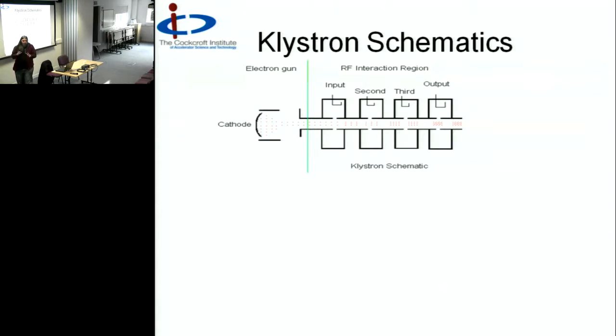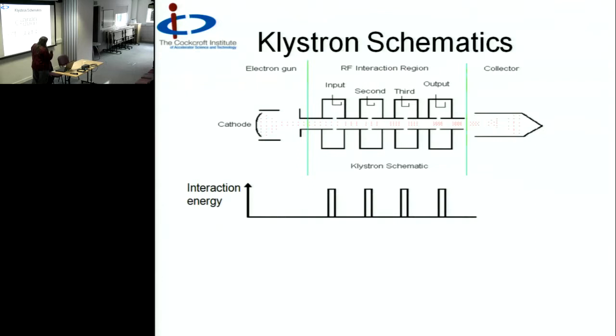The beams are now fully bunched. They go through the output cavity, they generate a huge RF field, and then we extract that through some coupler to go to our accelerator system. And then we dump it in the collector, the beam dump. So this is a klystron. And this will operate up to maybe 30 gigahertz. Certainly the 12 gigahertz ones exist at high power.